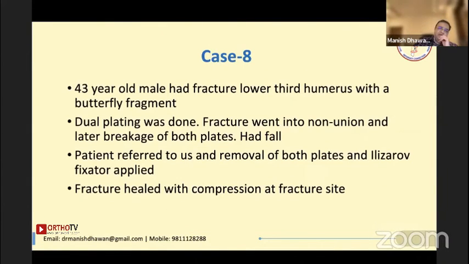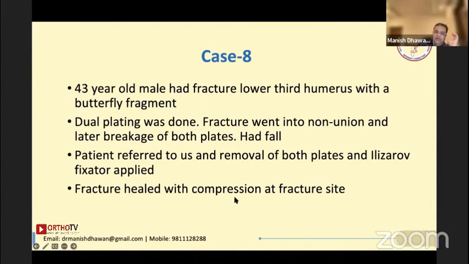Now coming to case 8, this is a 43-year-old male, had a fracture lower third humerus with a butterfly fragment. Dual plating was done, fracture went into non-union, and later breakage of both plates. Basically, the history is that everything was fine, and he had a fall. But he did not take an X-ray and continued. But what he realized after 1.5 months, the elbow started having the deformity. So patient was referred to me.